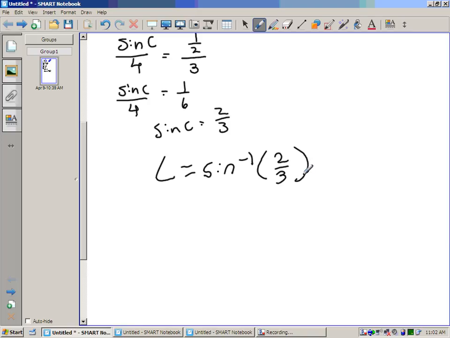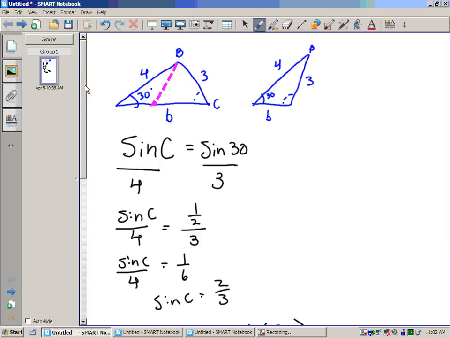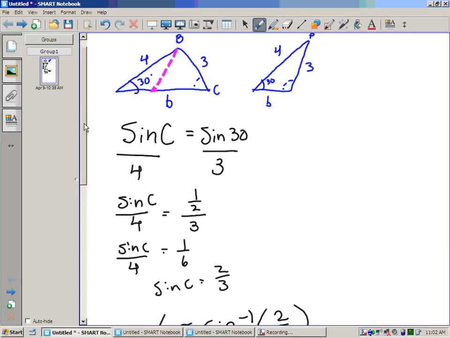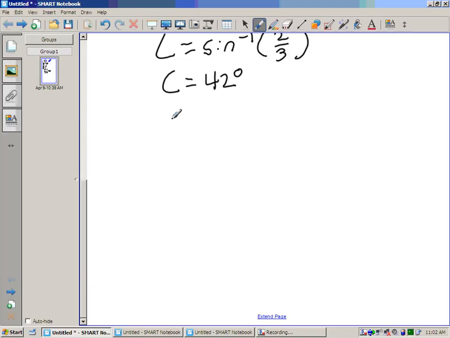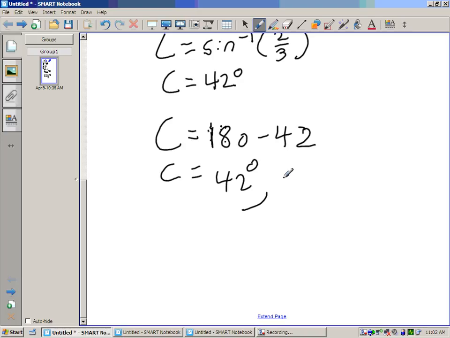And we're given in the problem that the sine inverse of 2/3 equals 42 degrees. So C equals 42 degrees. Okay. But since it's angle side, we've got the swinging leg here. So the supplementary angle could also be another option for the triangle. So C also equals 180 minus 42. So C could equal 42 degrees or 138 degrees.